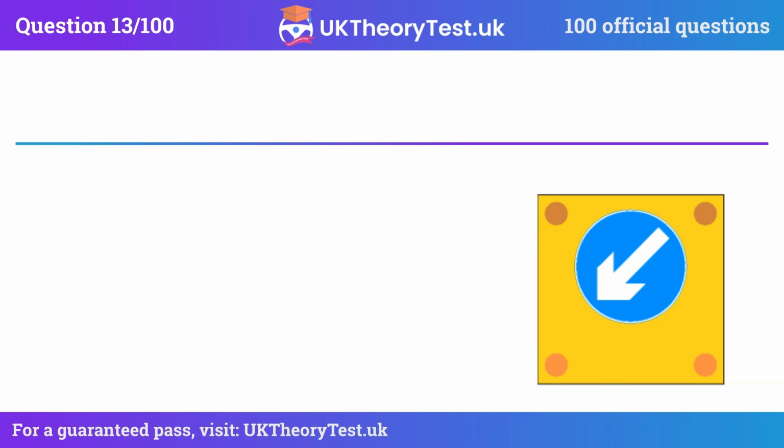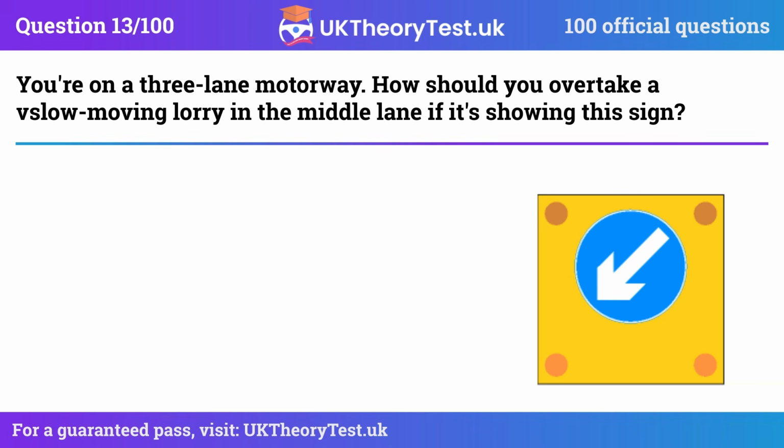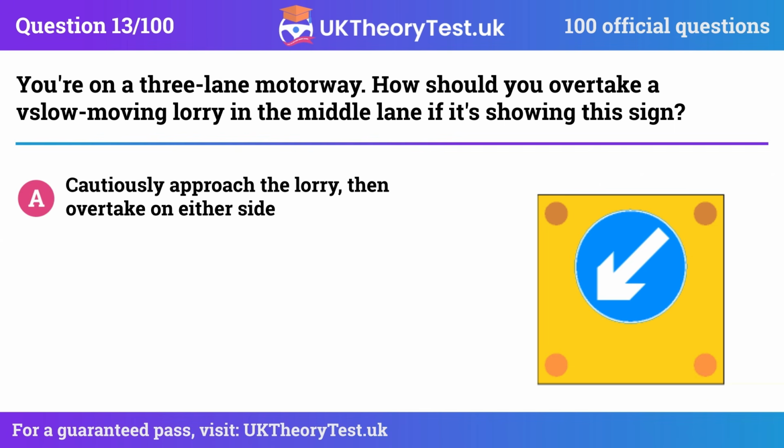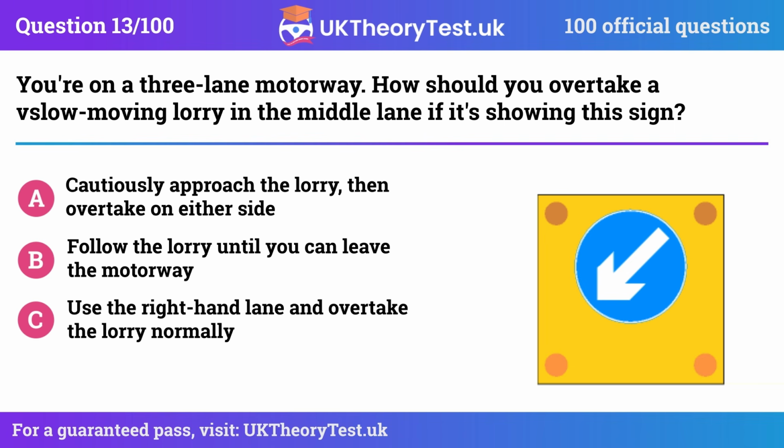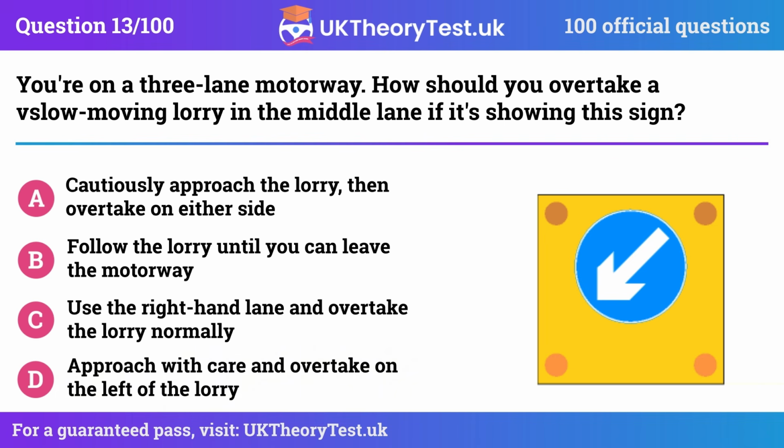Question 13. You're on a 3-lane motorway. How should you overtake a slow-moving lorry in the middle lane if it's showing this sign? A. Cautiously approach the lorry, then overtake on either side. B. Follow the lorry until you can leave the motorway. C. Use the right-hand lane and overtake the lorry normally. D. Approach with care and overtake on the left of the lorry.